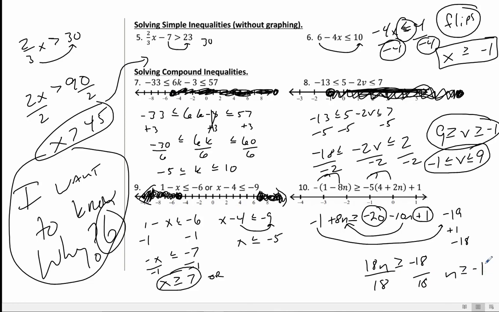Now, some of you, and please don't ever do this, see the negative 1 here and might think, well, I'm going to flip the sign. Well, no, my denominator is positive, so I'm not dividing by a negative, I'm dividing by a positive, but my answer just happens to be negative. That's okay. So n is greater than or equal to negative 1, closed dot, going to the right.